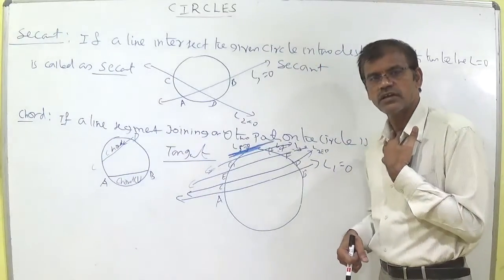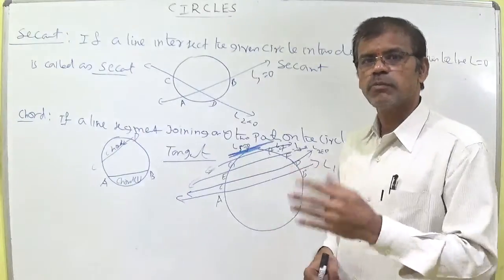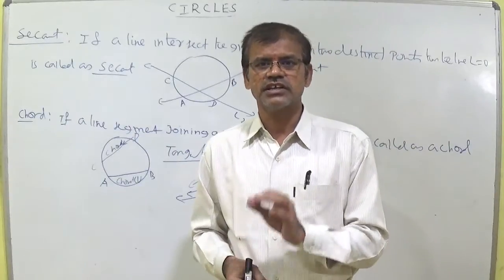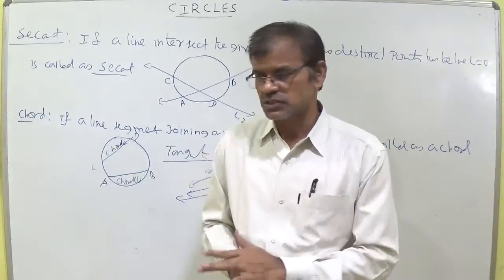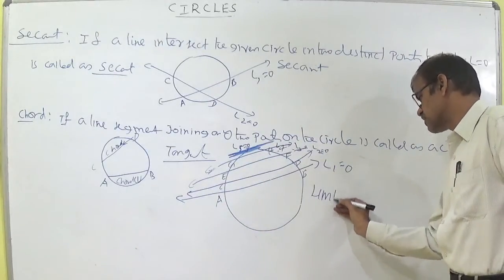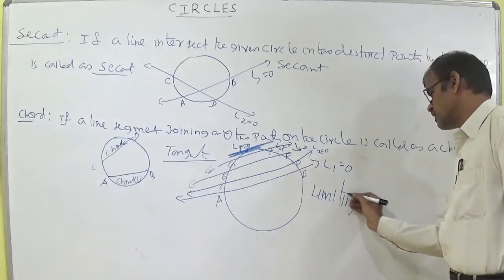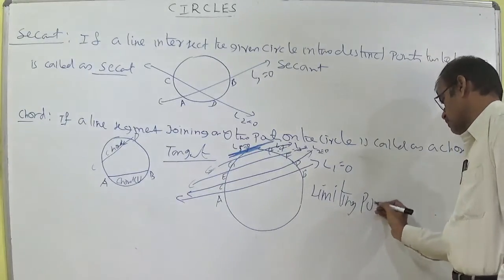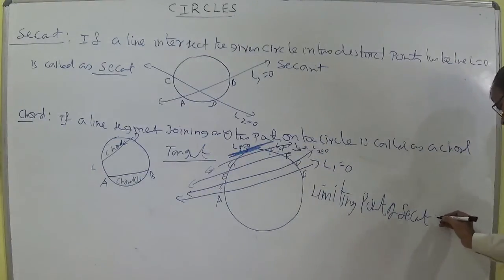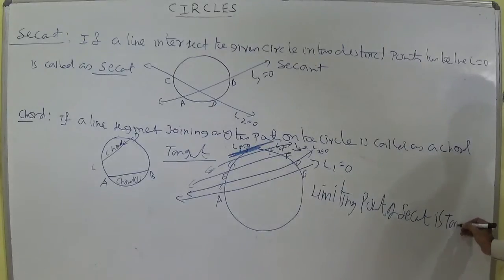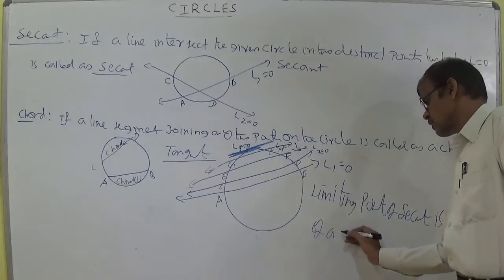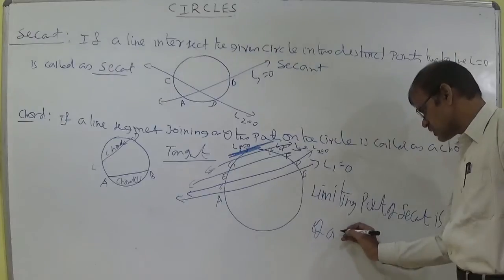So where the line touches the circle depends upon the secant line. We can conclude that the limiting position of a secant line is the tangent. This is the original definition, students. You write here: limiting position of secant is a tangent of a circle. Of course, for any curve, the limiting position of a secant is the tangent, that's all.